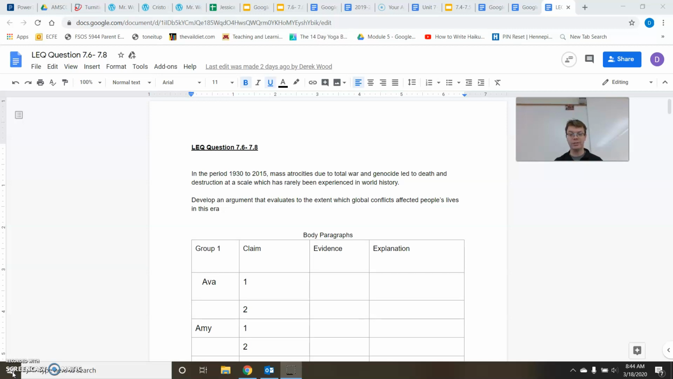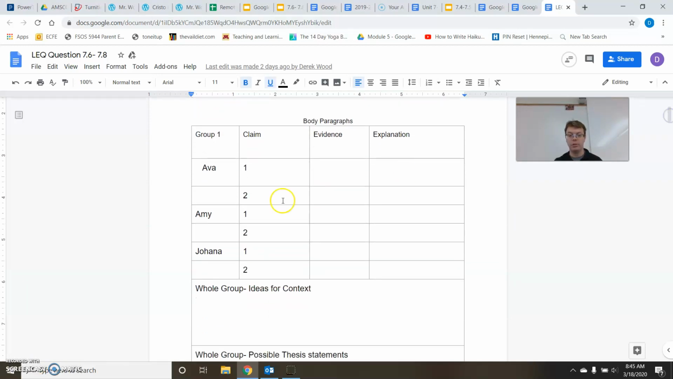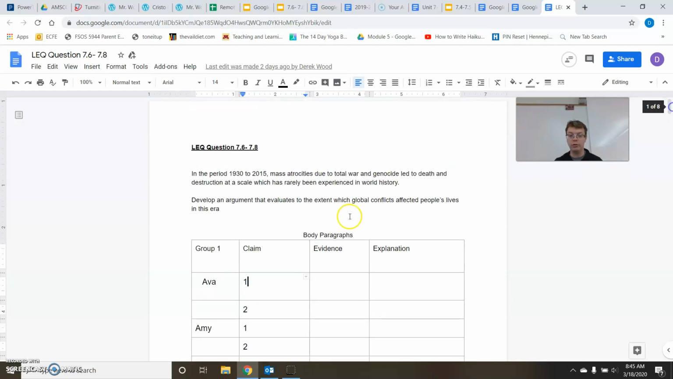I actually think this is going to give us an advantage, and it's something I might use besides just distance learning. So here's what we're going to do. We have your groups and we have your names. So underneath here, you're going to put your claim, evidence, and explanation for the possibility of your paragraph. So here is your question again: in the period of 1930 to 2015, mass atrocities due to total war and genocide led to death and destruction at a scale which has been rarely experienced in world history. Develop an argument that evaluates to the extent which global conflicts affected people's lives in this era.